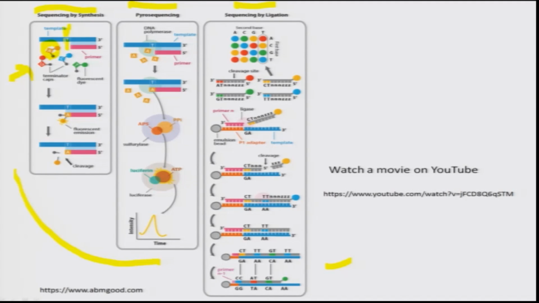Once the reading is done, you remove the terminator, and you also remove the fluorescence moiety from the base. Then you wash it, again give all 4 bases with the terminator and the fluorescence, and allow the reaction to go and add another base, again read it, again cleave it, again wash it, again go for the third base. So, this is the way you do it.